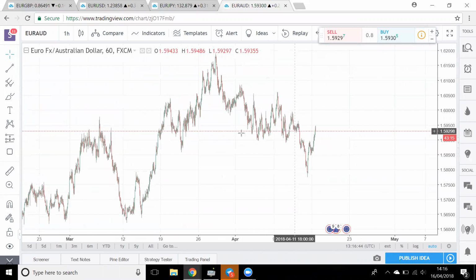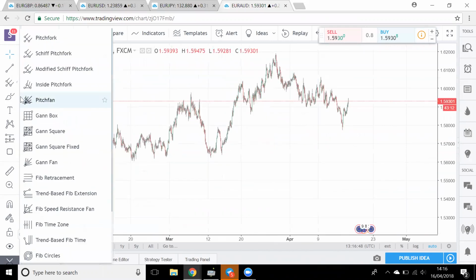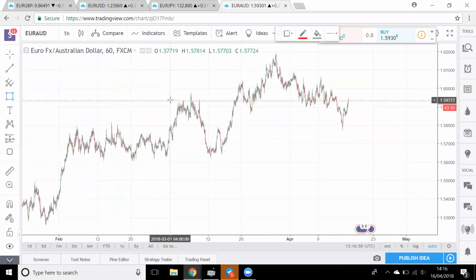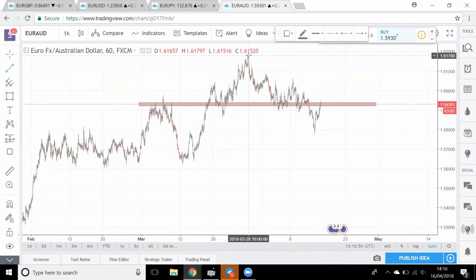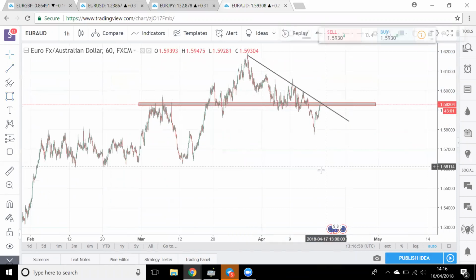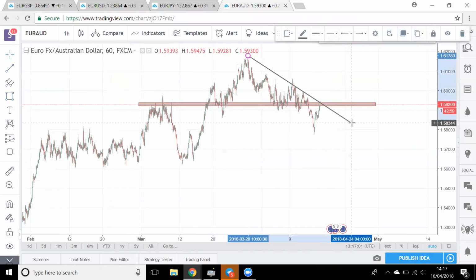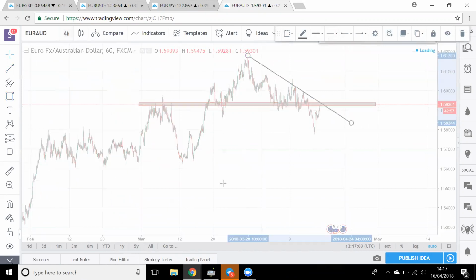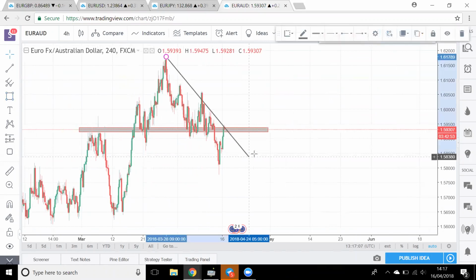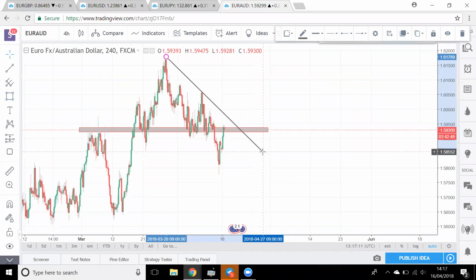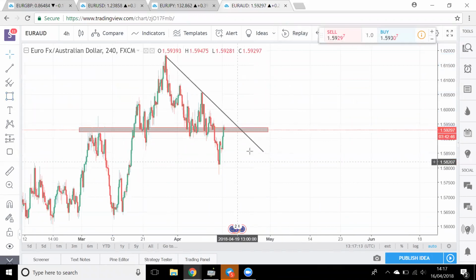All right, so Euro AUD, very interesting, very nice. So on Euro AUD, we have a resistance here. We have a trend line here. Let's see this on the floor. We can draw like this. I'm going to draw like this.